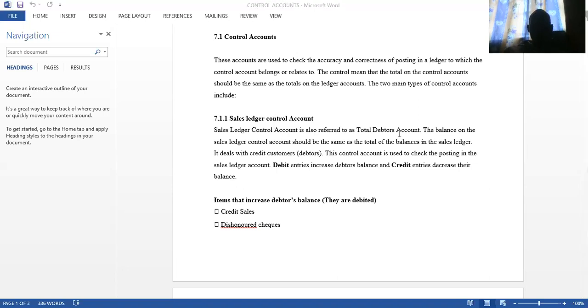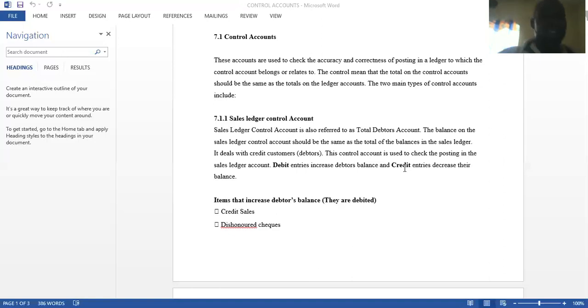One thing that you should be able to understand here is this: in a particular financial year, we are going to have so many debtors in that particular financial period. The sum of the debts these debtors owe the business should be the same as the balancing figure for the sales ledger control account. Actually, what I'm trying to say is this: in one financial year, we can have hundreds or even thousands of debtors involved in that particular business.